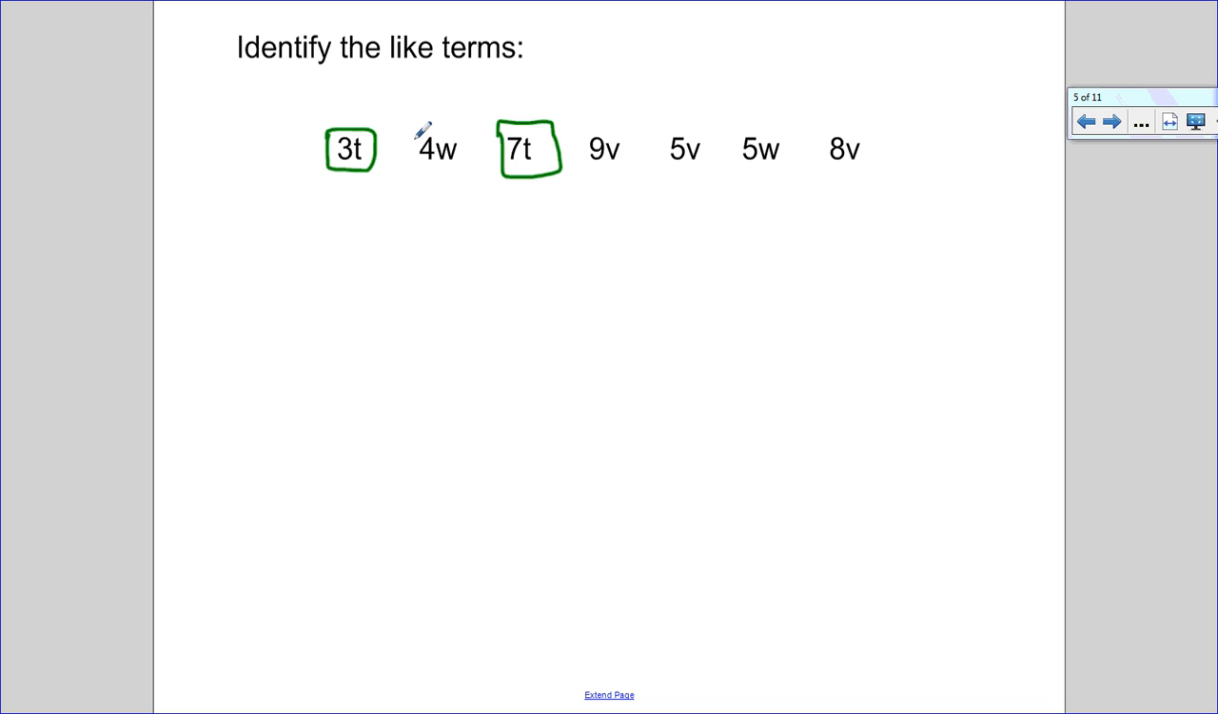Okay? Then I look around and I see, okay, 4w and 5w are buddies. I'm going to use the triangle. They both share the common buddy of w. Now notice the coefficients are different, but the variables are the same. And finally we have 9v, 5v, and 8v all have, again, the same buddy, in this case the variable v. And I will put a circle around these numbers, signifying that they are alike.